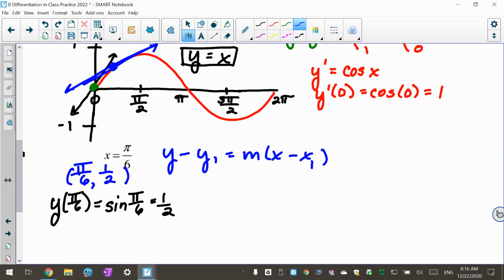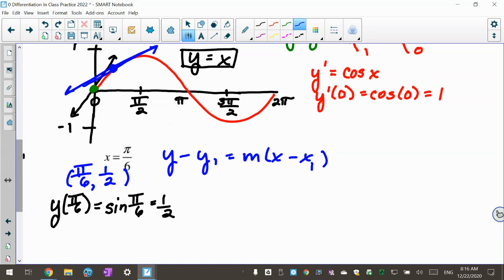And my sketch isn't too perfect, but it's not bad. Sorry about that. So it's about a half, it looks like it's at a half. So this is the point on my graph. 1/2 is up here, and this is pi over 6. So here's pi over 6, and here's a half, and that's the point, pi over 6, 1/2.